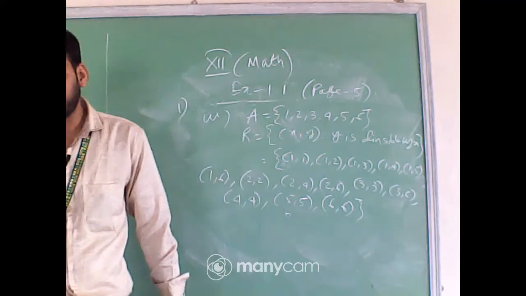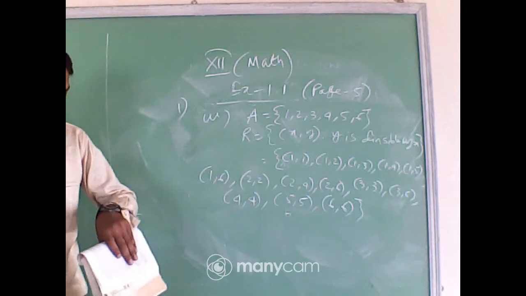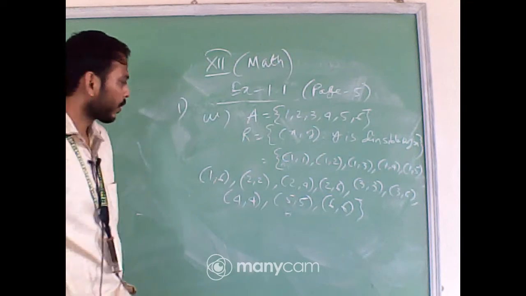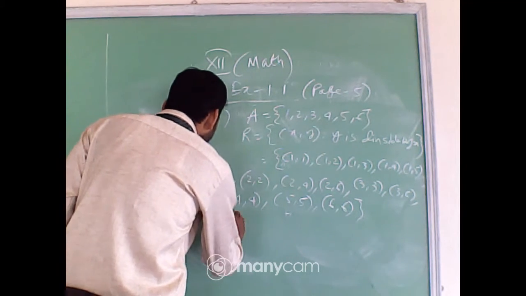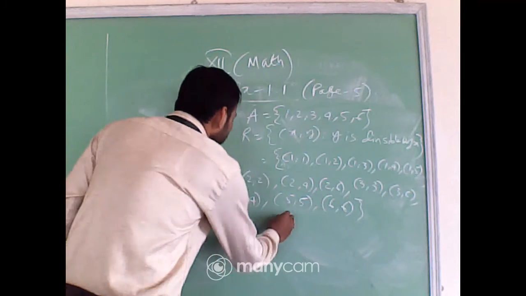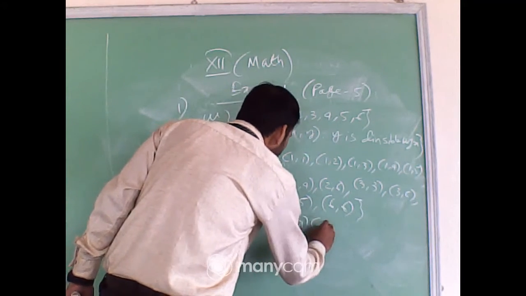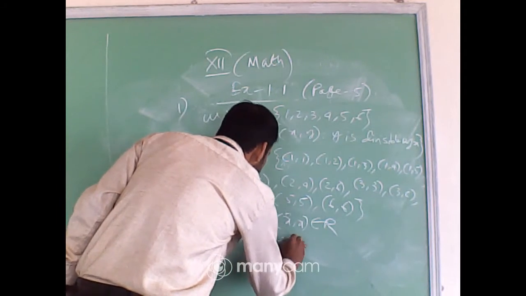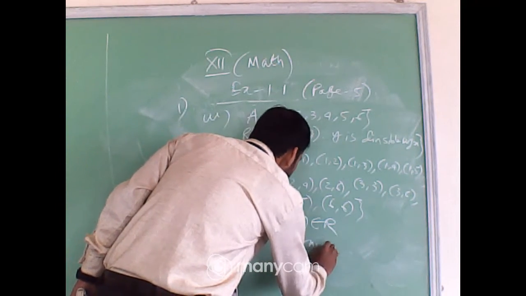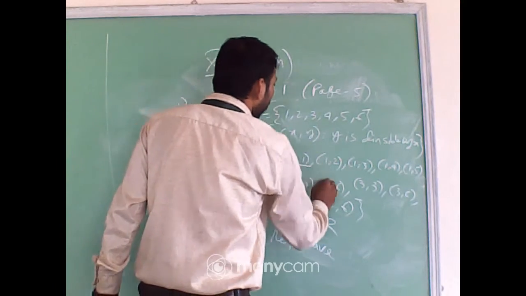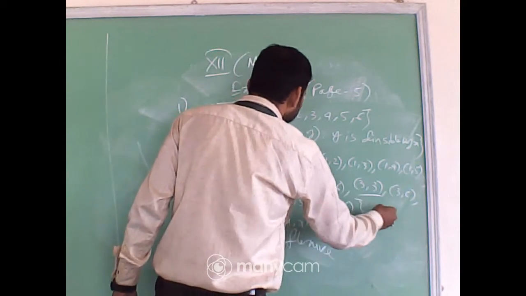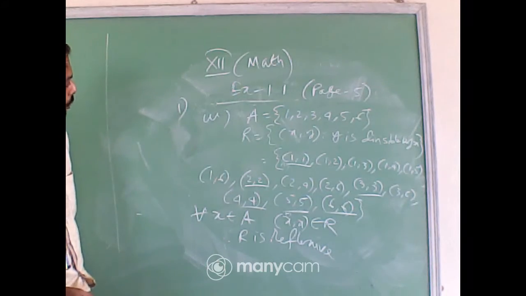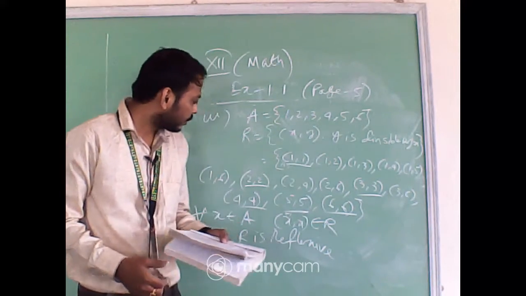Okay. Now tell me, is it reflexive or not? For all x belonging to A, the ordered pair x comma x belongs to R. Therefore, R is reflexive. Because 1, 1, 2, 2, 3, 3, 4, 4, 5, 5, 6, 6, all the pairs of the same elements are present here. That's why it is reflexive.